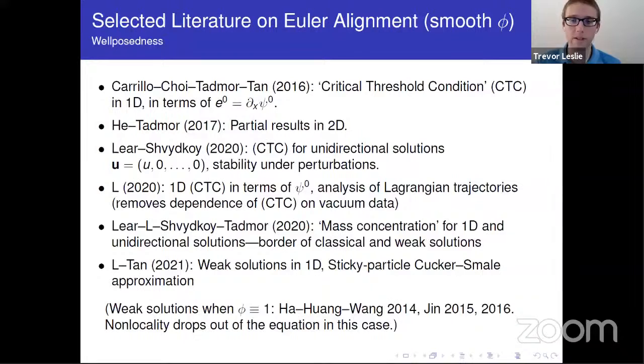One thing I want to point out is that there's not much known about well-posedness in higher dimensions. There's this paper by Haynes and Tadmor from 2017, which has some partial results. And last year, Lear and Shvydkoy looked at the case of unidirectional solutions, where the velocity points in a single direction for all time. They also looked at perturbations of this scenario.